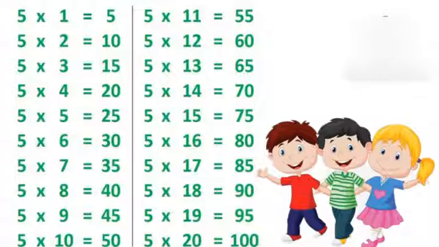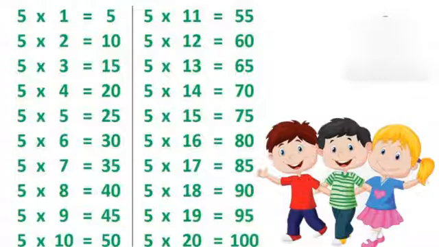5 7s are 35. 5 8s are 40. 5 9s are 45. 5 10s are 50. 5 11s are 55. 5 12s are 60. 5 13s are 65. 5 14s are 70.